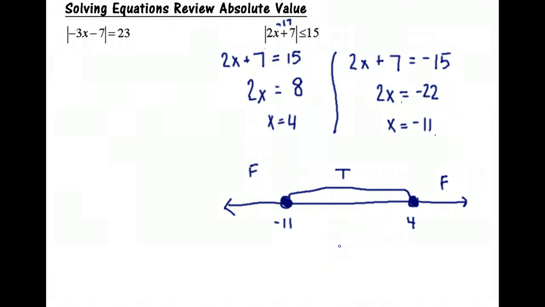Now, the last step would be to actually write an inequality that represents this. So this would be any number x that's greater than or equal to negative 11 and less than or equal to 4. So there are two examples for solving absolute value equations and inequalities, and I hope that helps.